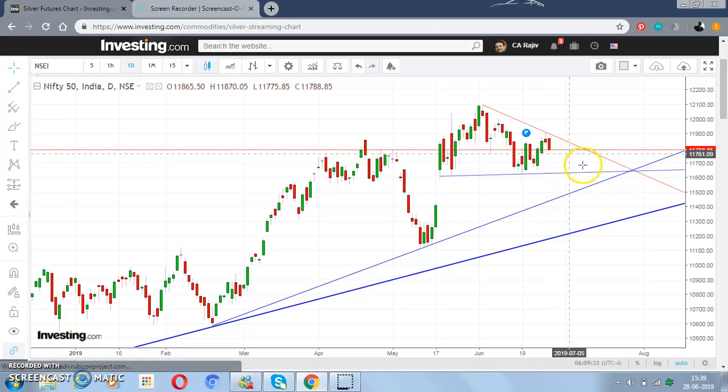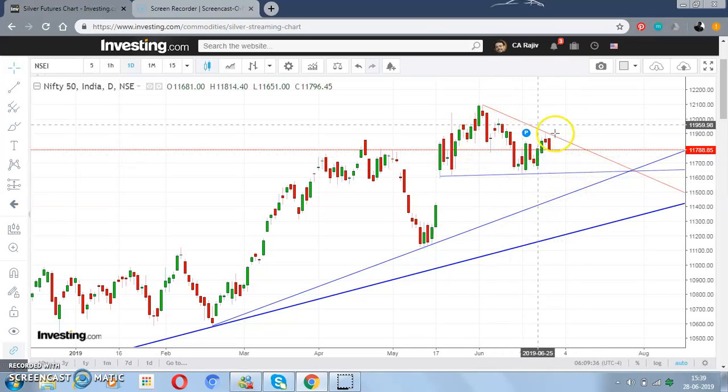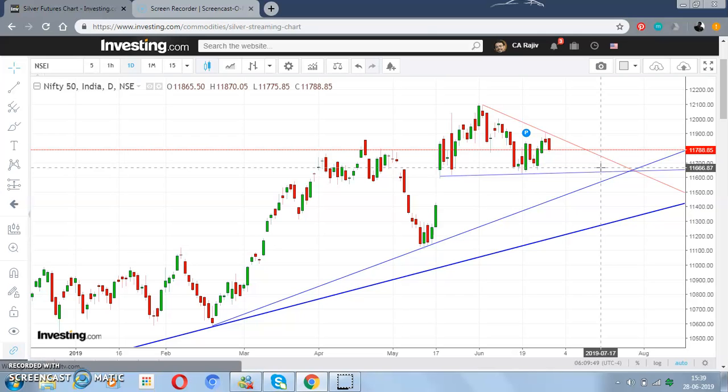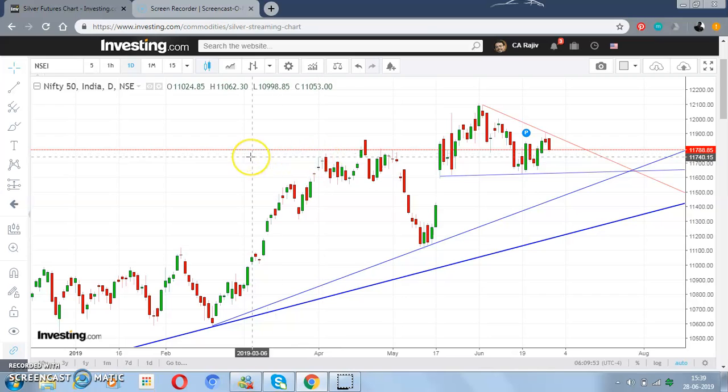So this is how we will evaluate a particular chart, whether it is of Nifty or any other stock also, using the simple trend lines, which give us levels, support levels, as well as the resistance levels. So I hope I have been able to give you some insight into the method of drawing the trend lines.